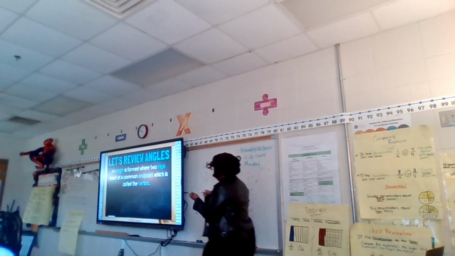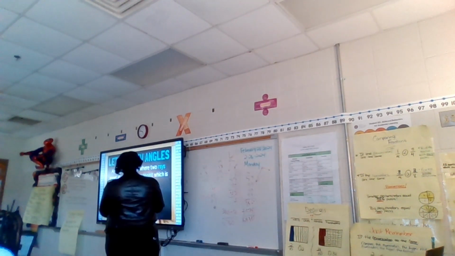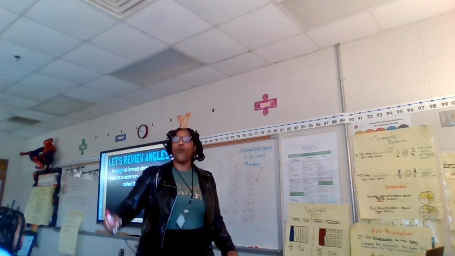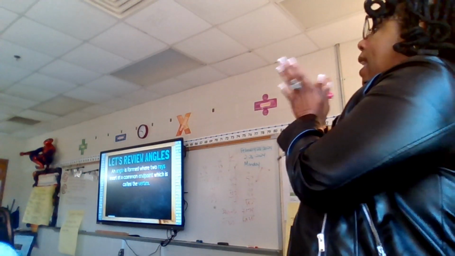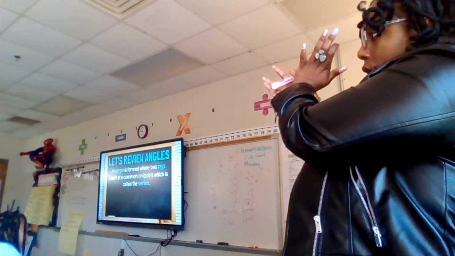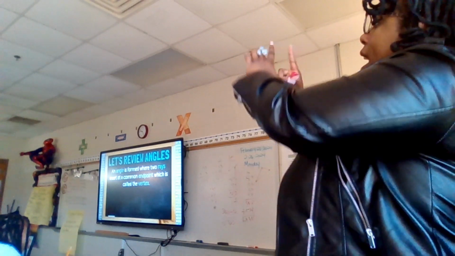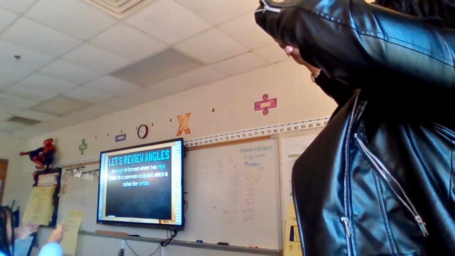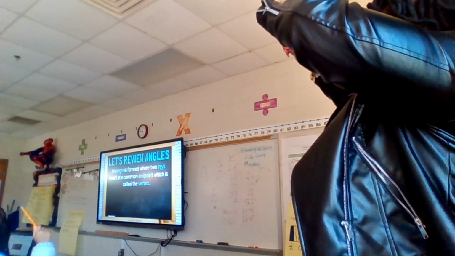But then if I did it like this, what are these called? Vertices. Ooh, who said that? This girl. Good job, Imani. So if you have two points that meet and they make one meeting point, what's that called? Vertex. But if you have multiple points that meet, what are those points called? Vertices. Thank you.